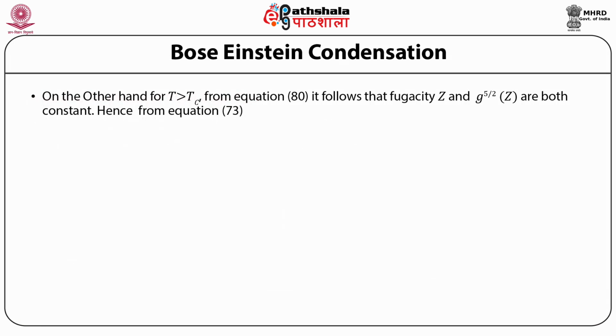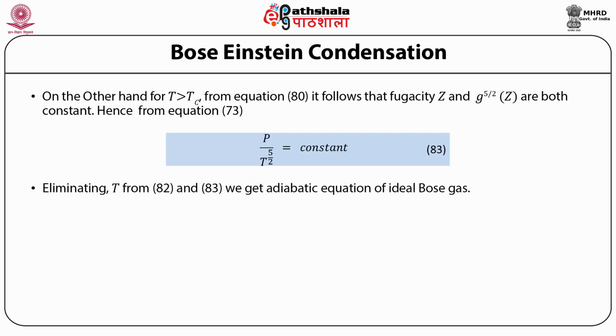On the other hand, for T greater than Tc, from equation 80, it follows that fugacity Z and Bose integral of the order of 5 by 2 are both constant. Hence, from equation 73, P upon T raised to power 5 by 2 is equal to constant. Eliminating T from 82 and 83, we get the adiabatic equation of an ideal Bose gas, which is PV raised to power 5 by 3 is equal to constant.